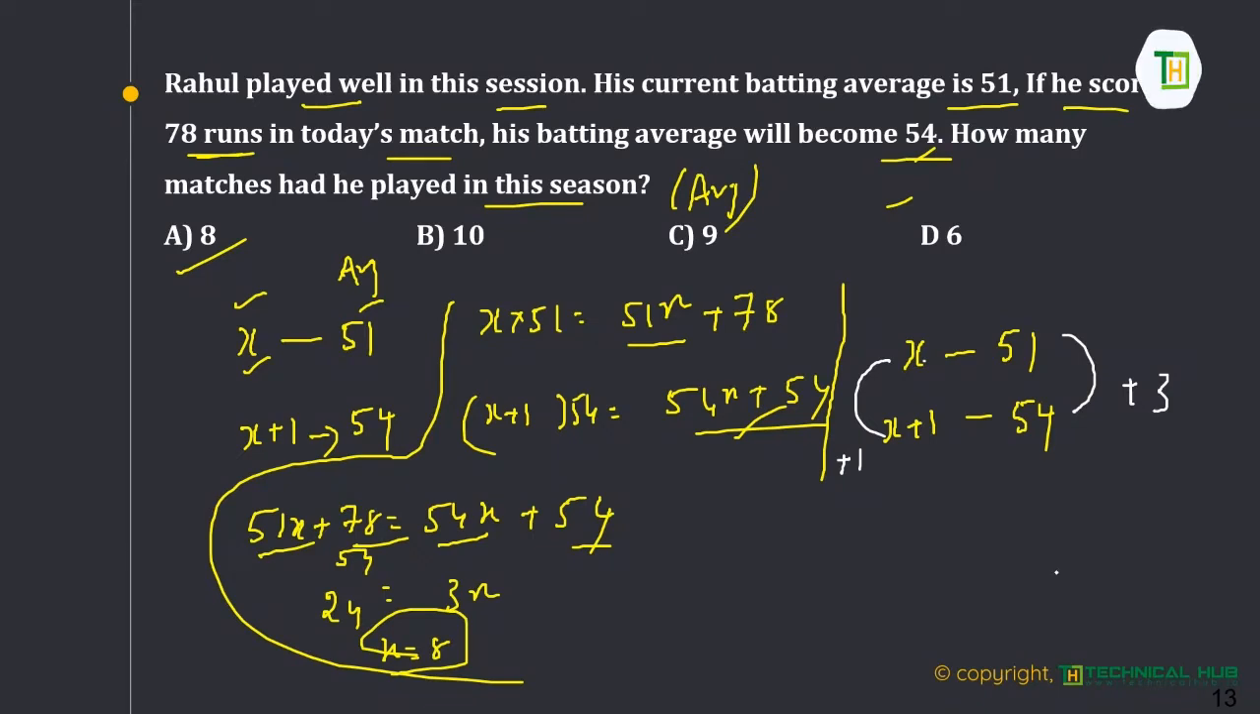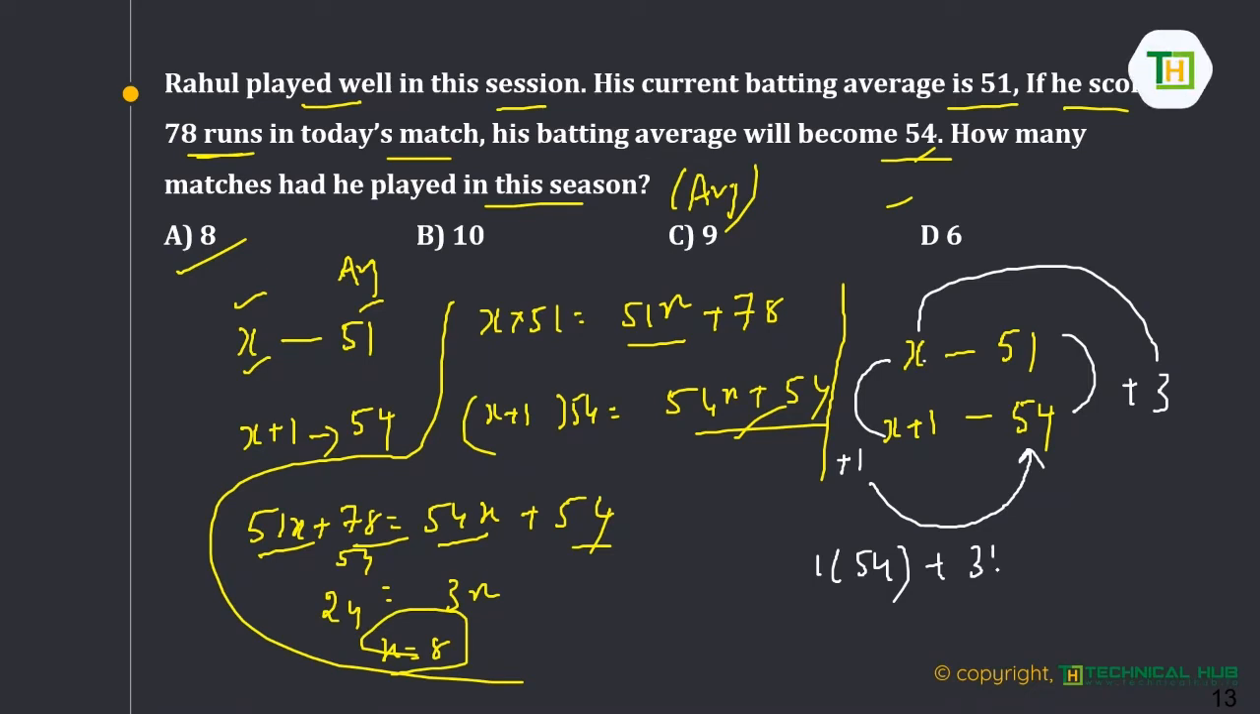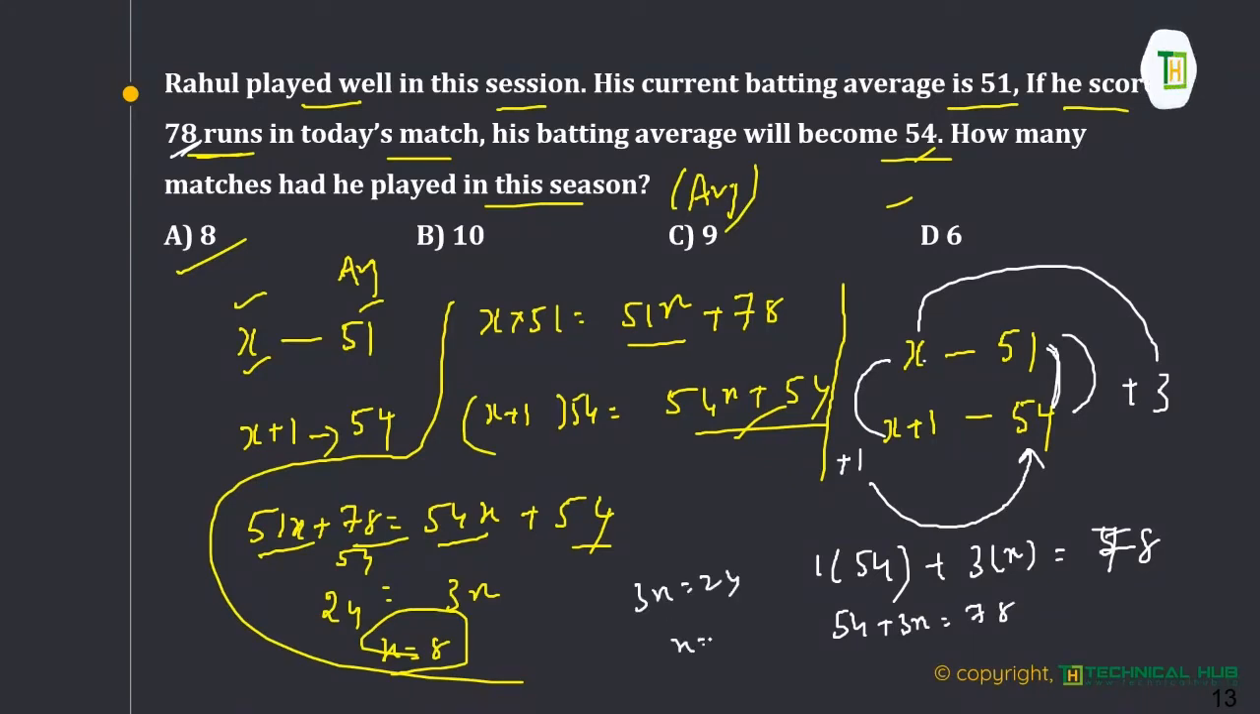Multiply the left hand side difference with the right hand side bottom number, so 1 into 54. And multiply the right hand side difference with the left hand side top number, so 3 into X. All these changes were made because he scored 78 runs in the next innings. That's why 1 into 54 plus 3 into X is equal to 78. So 54 plus 3X is equal to 78. Then 3X is equal to 24, and X is equal to 8.